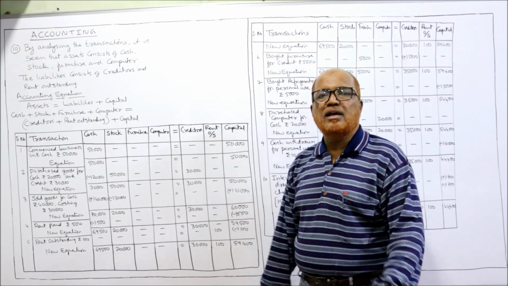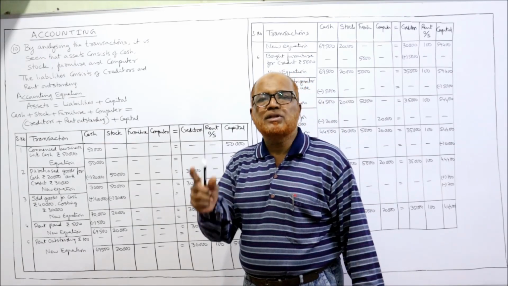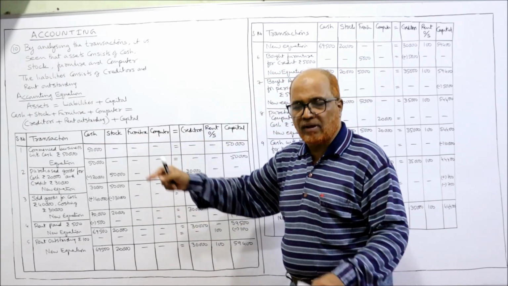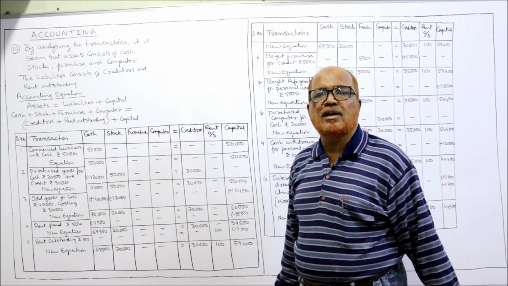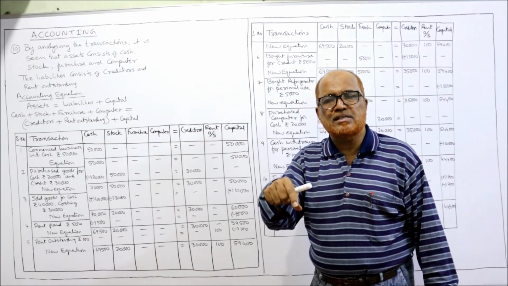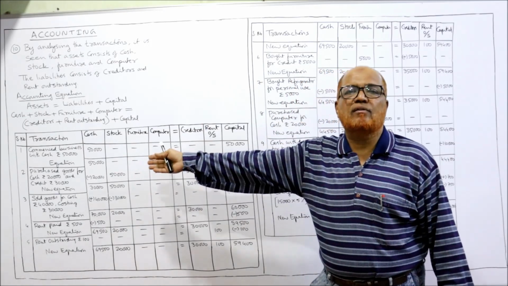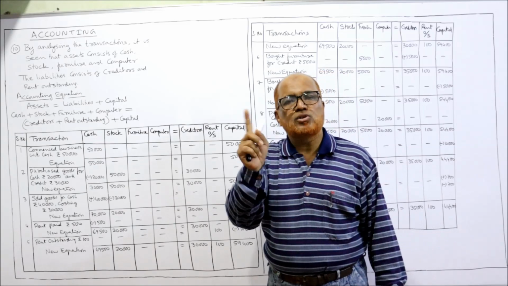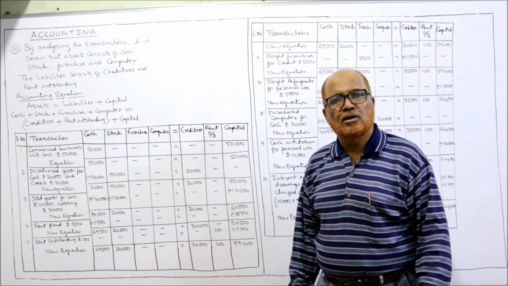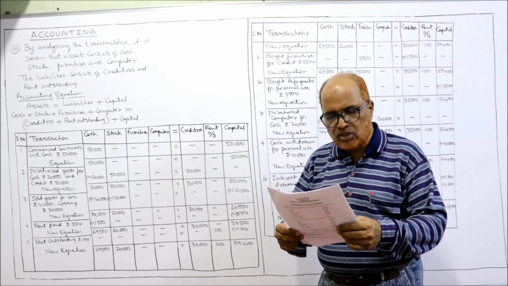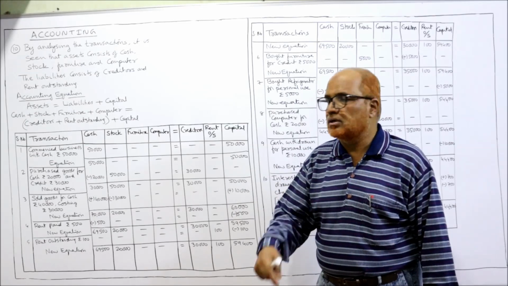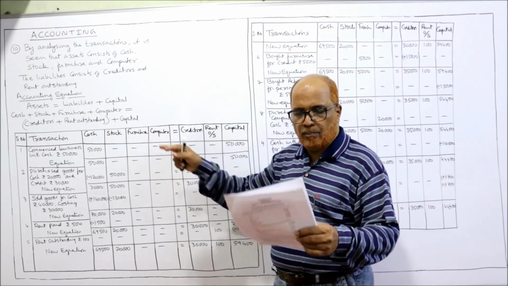Then bought furniture on credit. That means one asset is there called furniture. So we have opened the column of furniture. Then bought a refrigerator for personal use. If the refrigerator were purchased for business, we would have opened one column for refrigerator. But this refrigerator is not for business, it is for personal use. It is drawings. Then purchased a computer for cash. So one more asset, computer. So I am opening the column of computer.